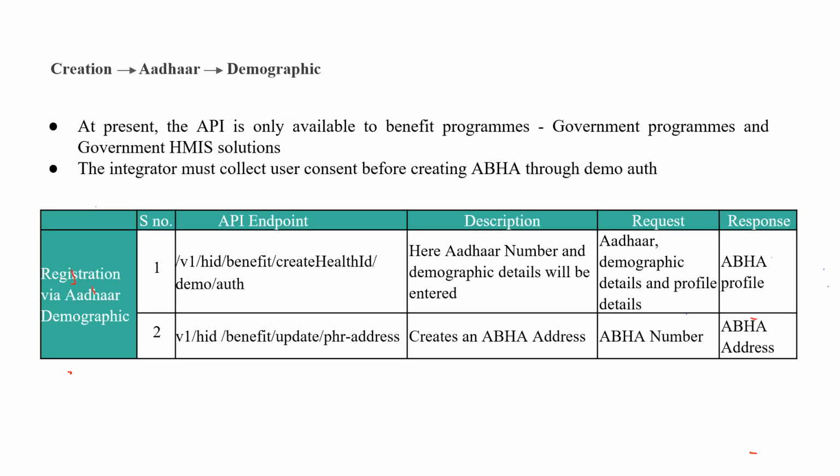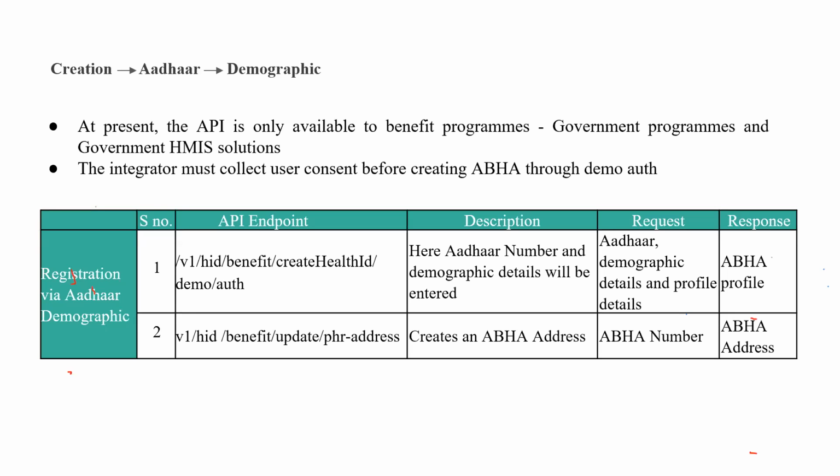This is a very simple flow where there are only two APIs. The first API creates the health ID, and the second API creates the Abha address or PHR address. In the first API, the integrator or the user has to pass the Aadhaar number and three demographic information, that is name, date of birth, and gender. We do a match against these and provide a yes or no response. So yes would create an Aadhaar number, and a no is a failure. In the very same API, you can also provide profile details like state, district, etc., and these details are updated against the Aadhaar profile.